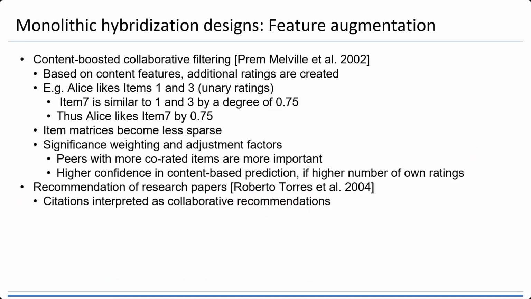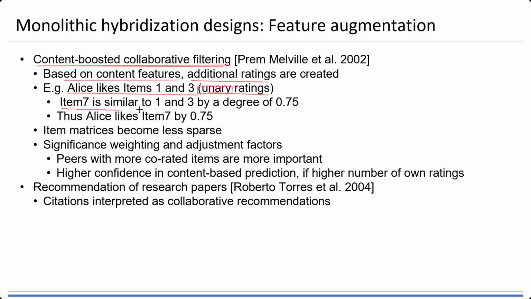The feature augmentation means we want to boost the collaborative filtering, or we can say this is the content-boosted collaborative filtering. It is based on the content features, and we will have additional ratings. For example, Alice likes item 1 and 3. So it is unary ratings. Unary means single. Okay.